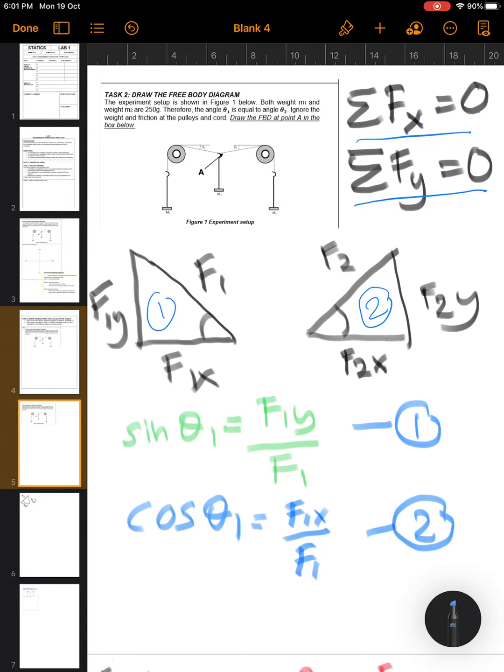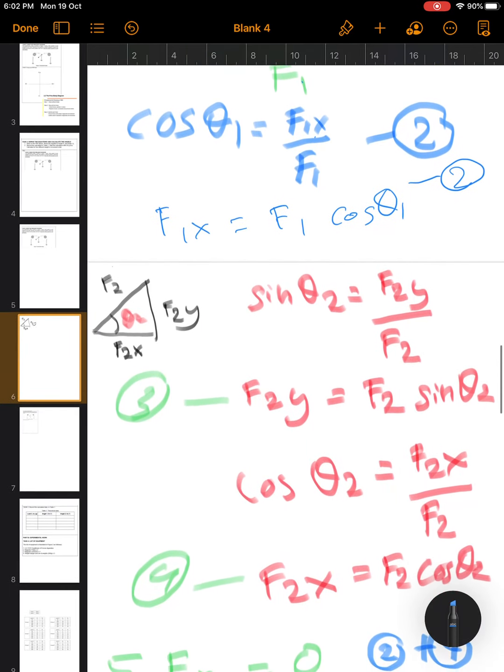Sin theta 1 here is equal to F1y divided by F1. So F1y is equal to F1 sin theta 1. This is equation 1. Next, cos theta 1 is equal to F1x divided by F1. So F1x is equal to F1 cos theta 1. This is equation 2.